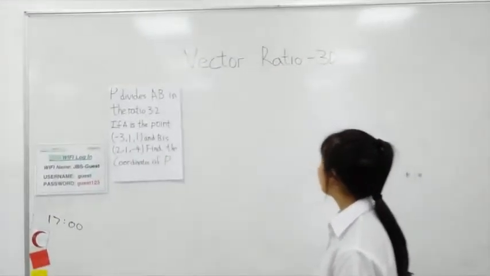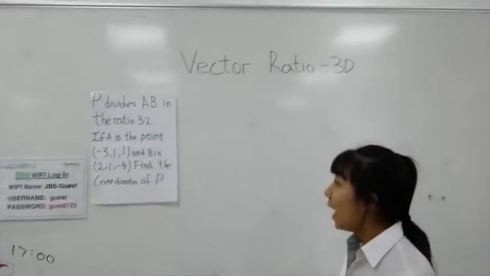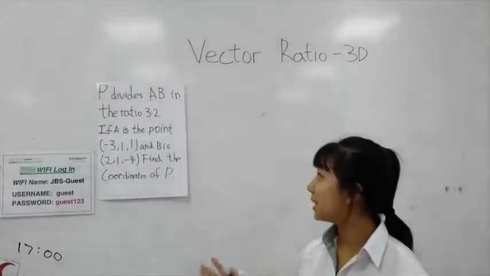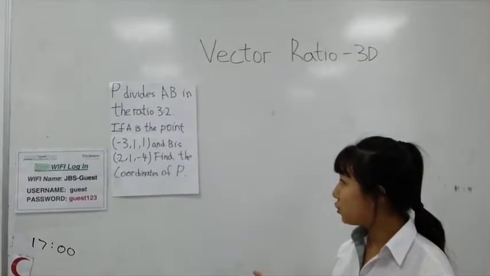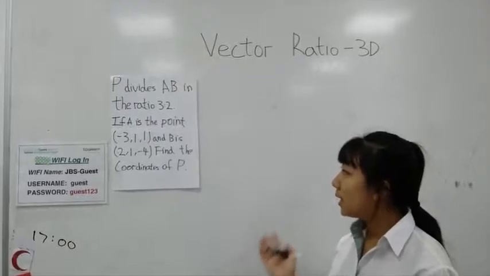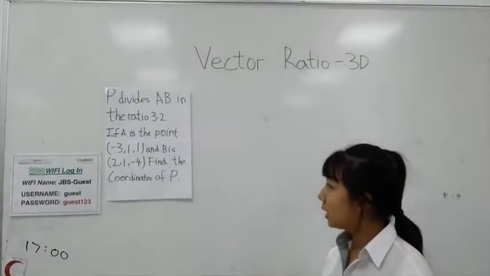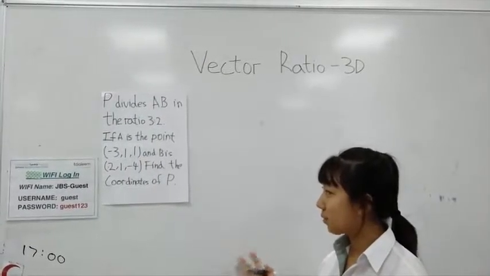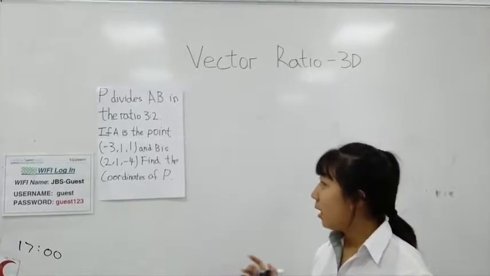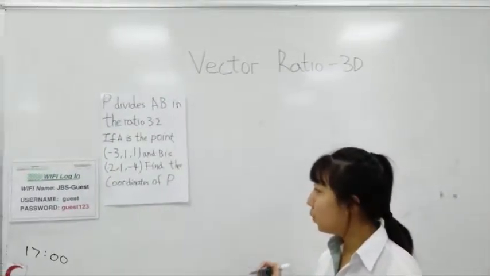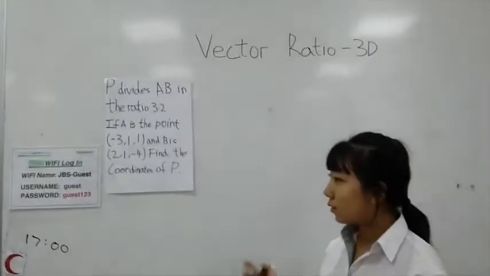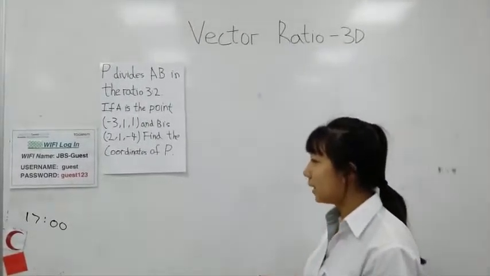Today I'm going to talk about vector ratio in 3D. And here we've got one question. P divides AB in the ratio 3 to 2. A is the point (-3, 1, 1), and B is (2, 1, -4). The question here is to find the coordinates of P.